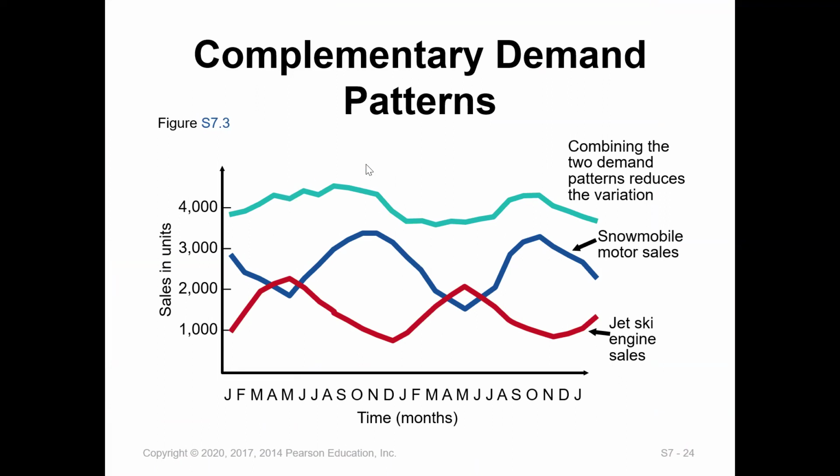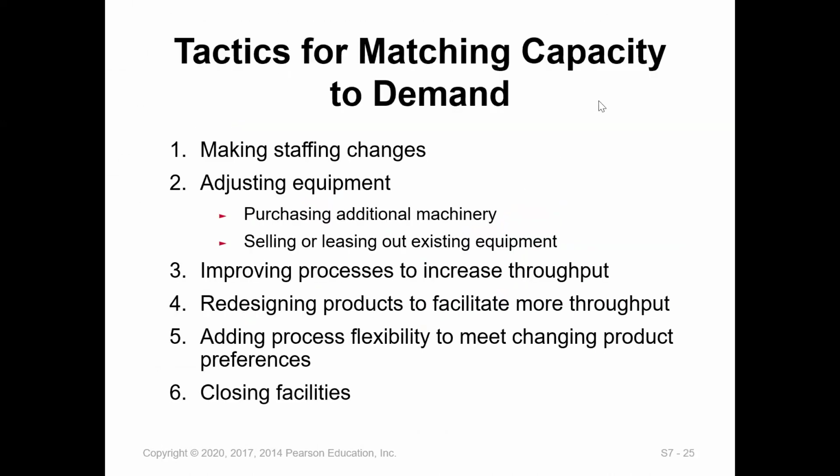This is another chart that shows the time and the sale units. So for engines, motor sales, combine the two demand patterns. We studied the forecast in previous chapters, in chapter 4. You need to match the capacity with the demand.